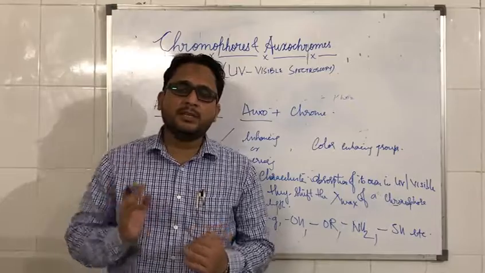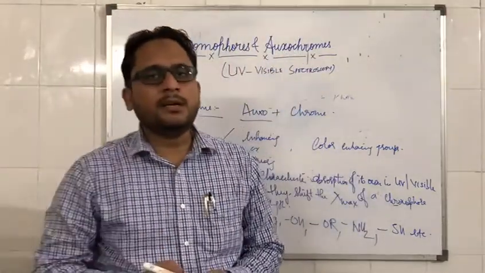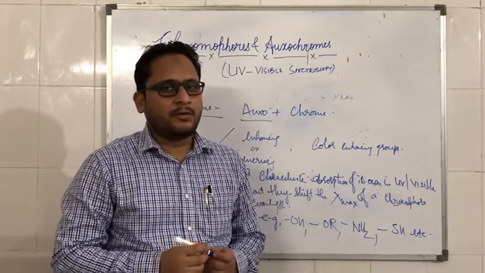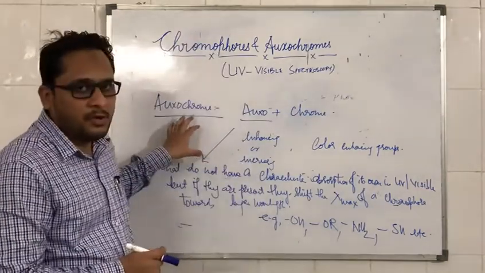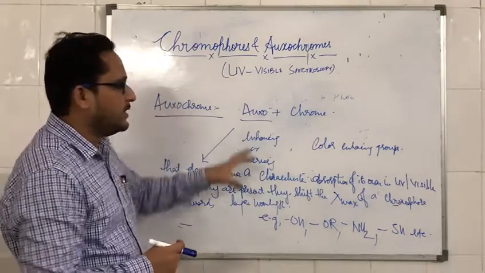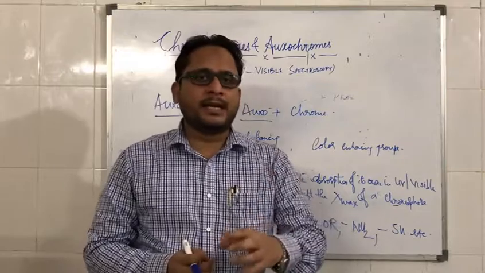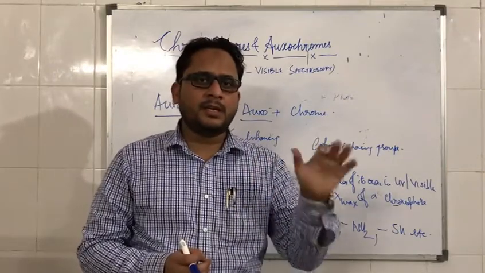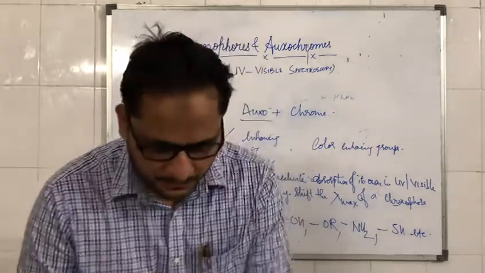But if they are present, they shift towards the red side, towards the longer side, because red is at the extreme right end of the UV visible region. So this is the concept of auxochromes. Together, these two terms, chromophores and auxochromes, are very important, and they decide the absorption of a given molecule in ultraviolet and visible spectroscopy.